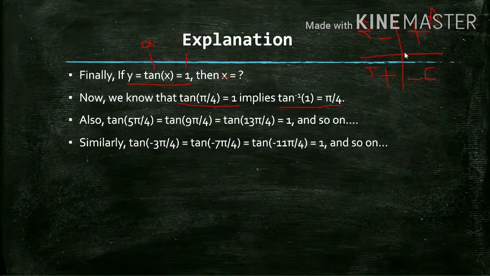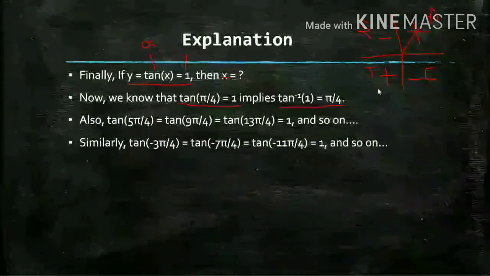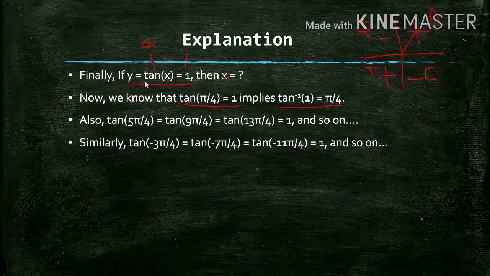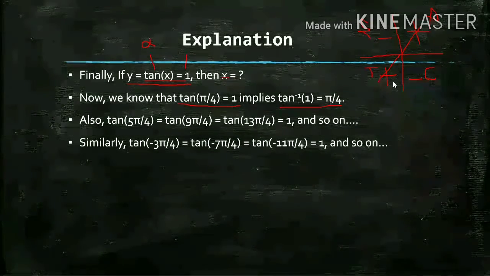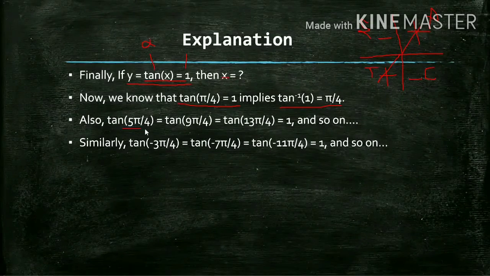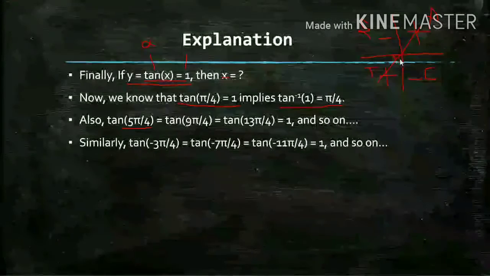So you get pi by 4 in the first quadrant. That is the only value satisfying this inequality. Tan of x is 1. So you must get the value in the third quadrant as well, which is nothing but pi by 4 in the 45 degree angle in this quadrant, if this is the 90 degree angle.